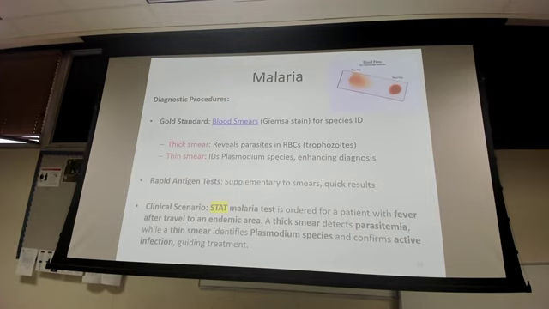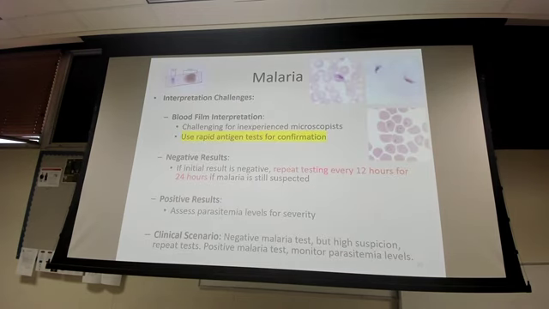Okay, so this is important for you all. Our gold standard for identifying malaria would be blood smears. We have a thick smear and a thin smear, okay? Our thick smear will reveal parasites in the red blood cells, and our thin smears will be used to ID the actual species itself, okay? That's really what I need for y'all to know. So thick reveals what? Parasites. Thin smears are for the species. Boom, boom, boom. All right.